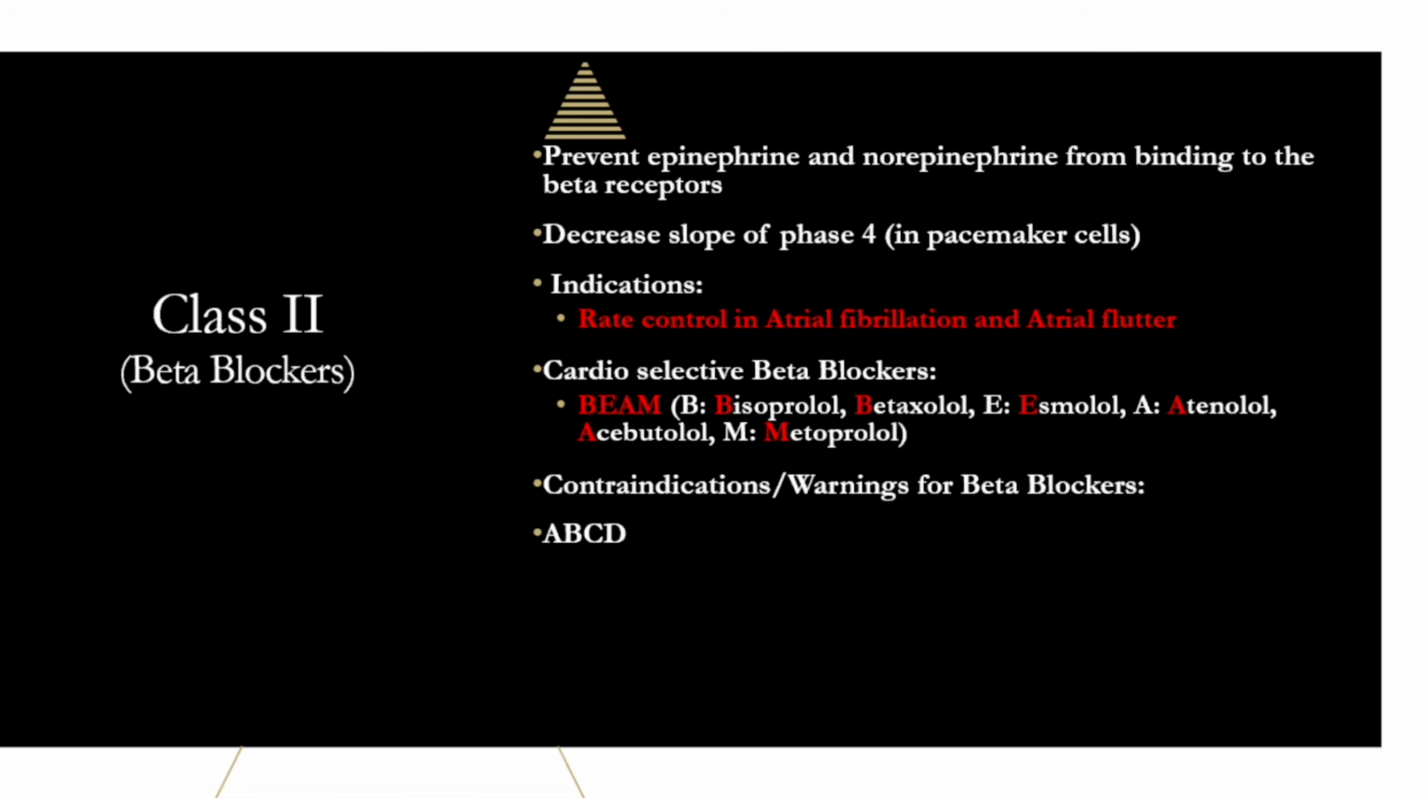So ABCD stands for asthma, bradycardia, cardiogenic shock, diabetes. So let's go over those one by one. Let's start with A for asthma. We just talked about this before, so I'm not going to go into great detail, but beta blockade with non-selective agents prevents bronchodilation, so non-selective beta blockers should be avoided in susceptible patients, asthma, etc. And in severe disease, you really want to avoid all beta blockers, even the selective agents.